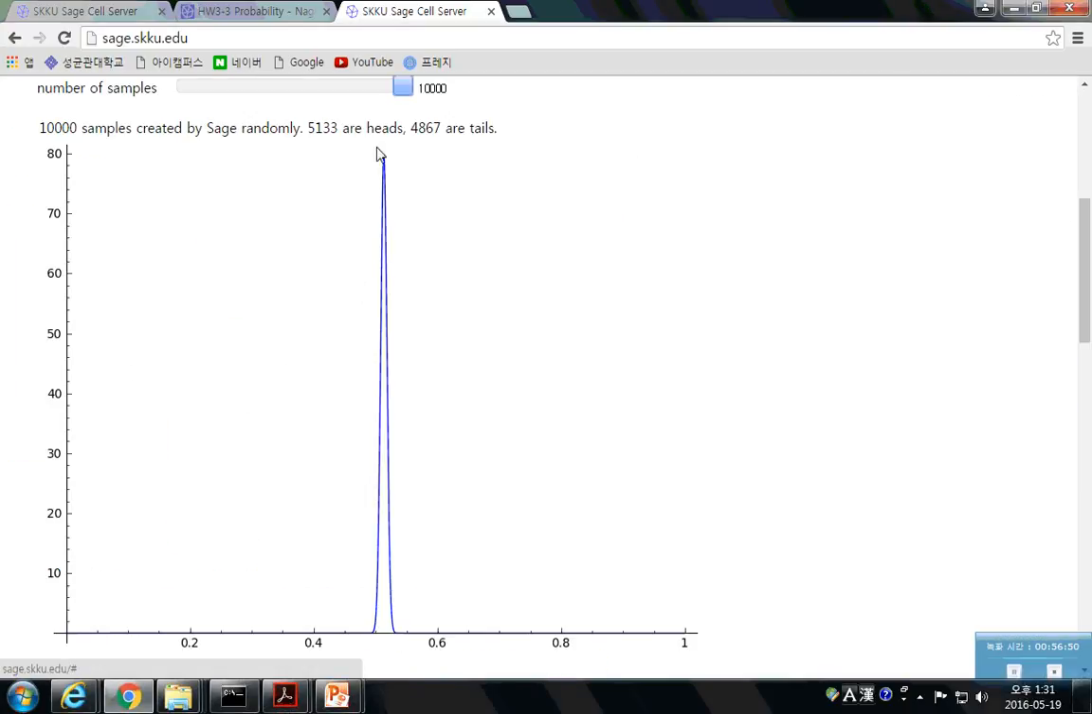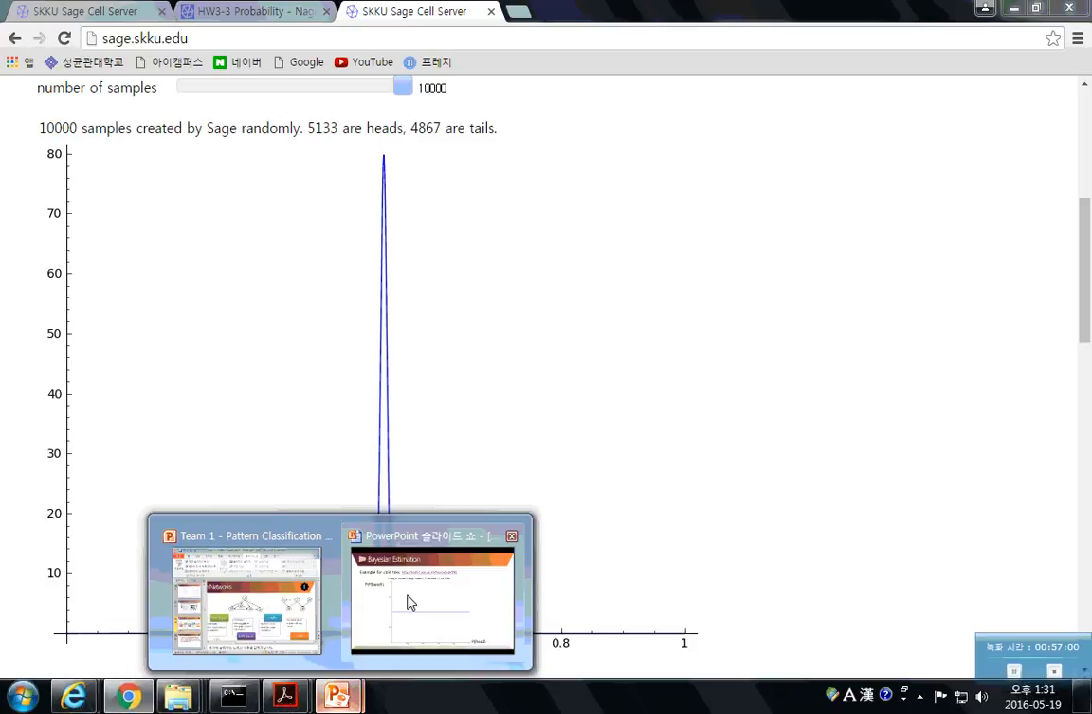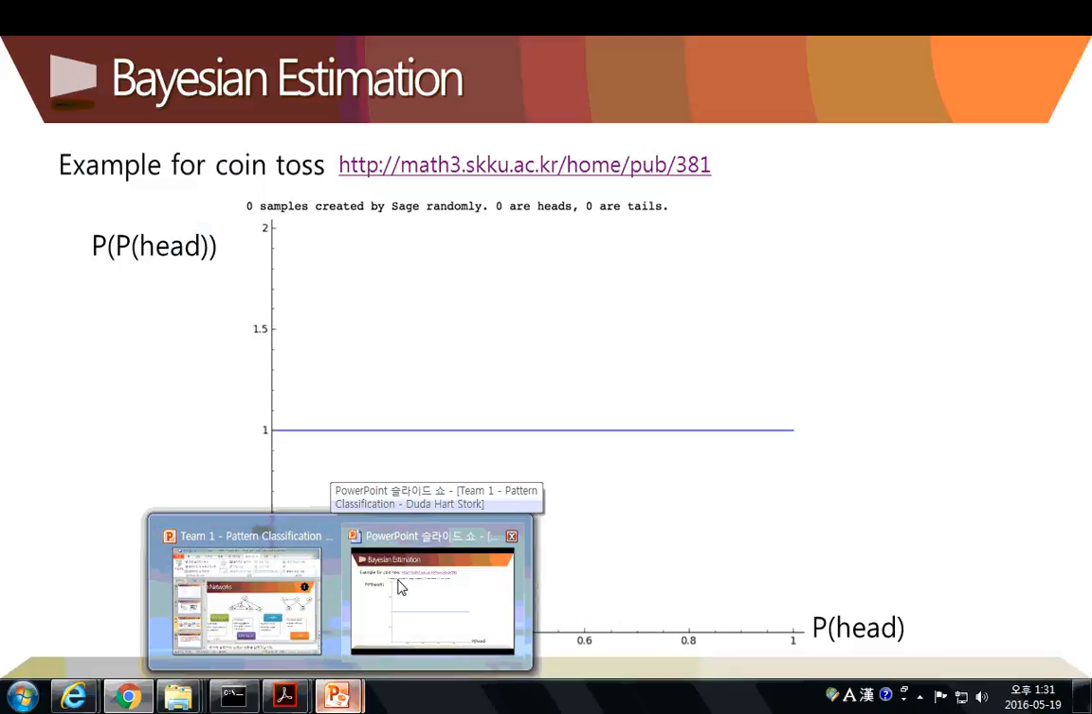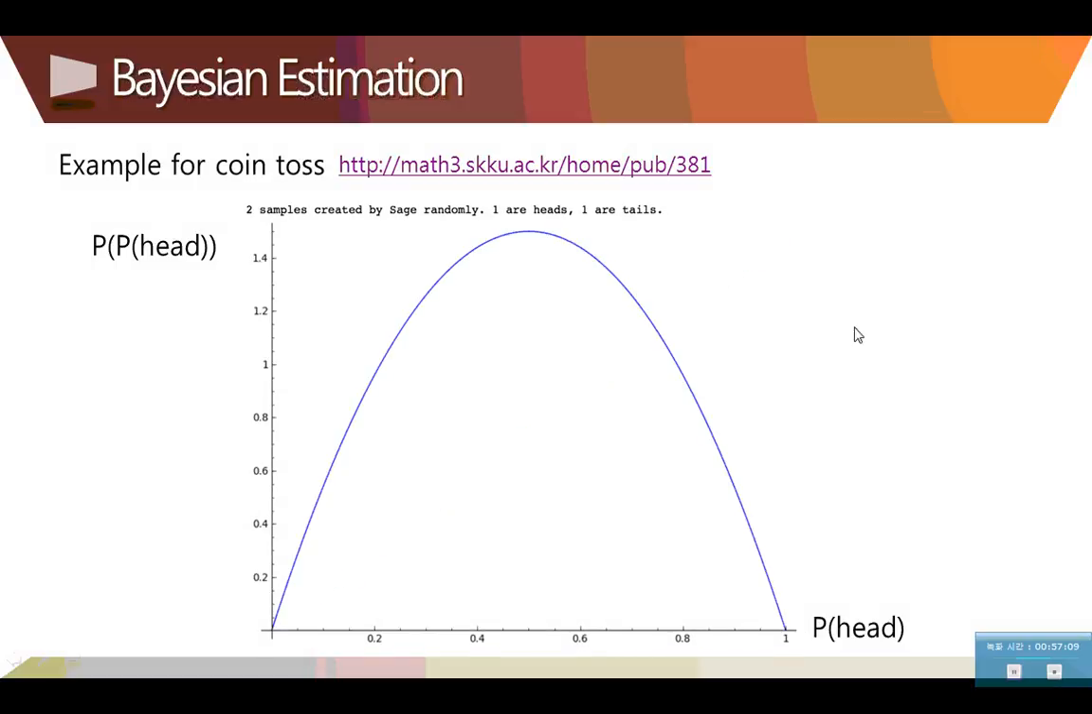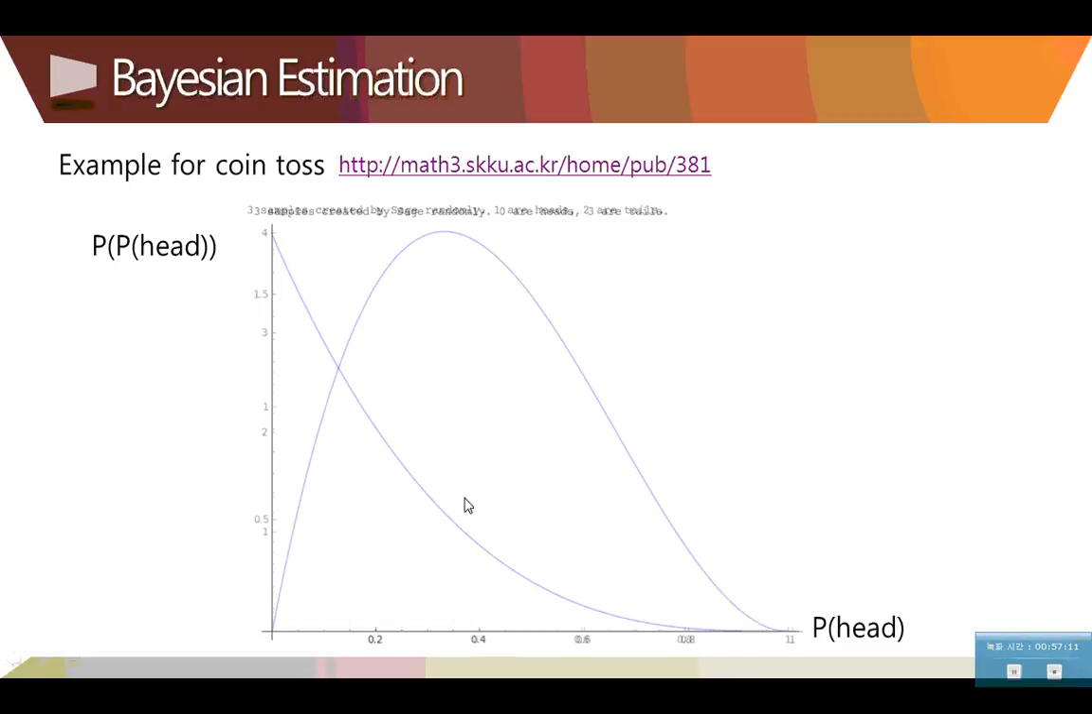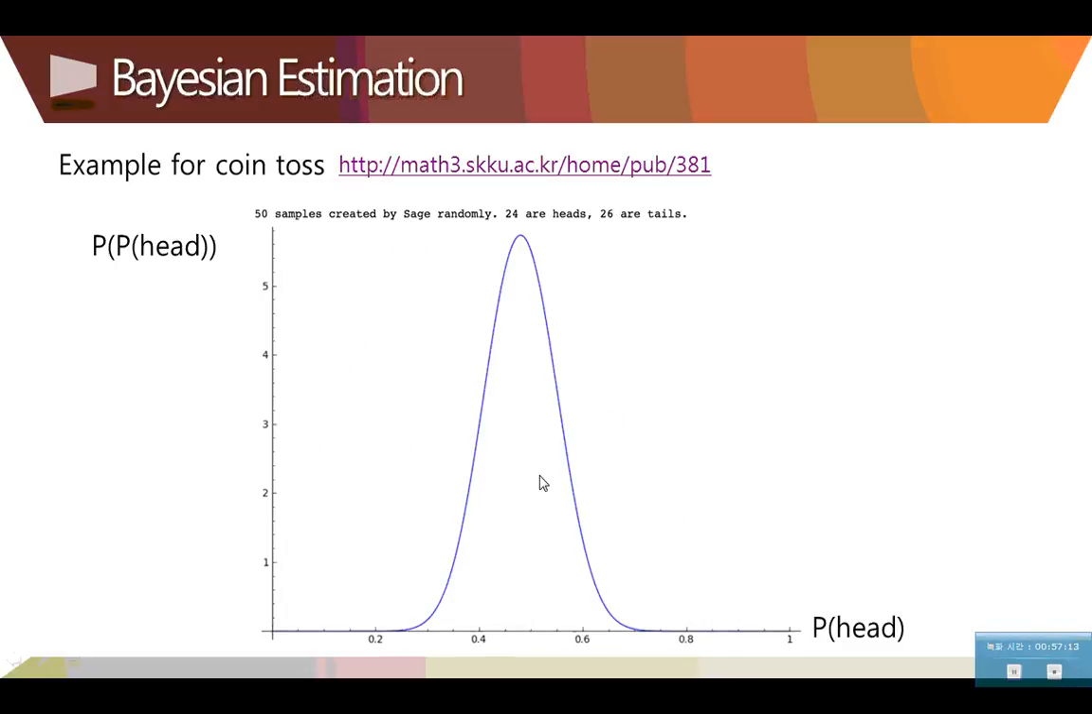So you can see that the posterior probability is peaking at 50%, which means the probability that I can get ahead is 50%, given that I have enough number of samples. So this is the approach of a Bayesian estimate. This is the same example. I'm explaining it multiple times. If we toss it enough times, it will eventually converge to 50%.